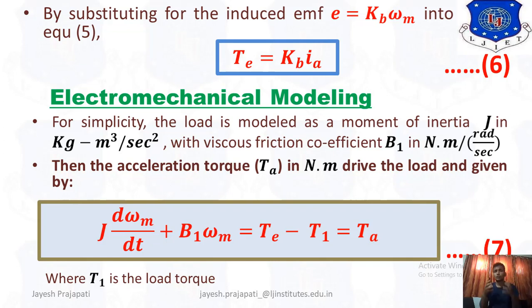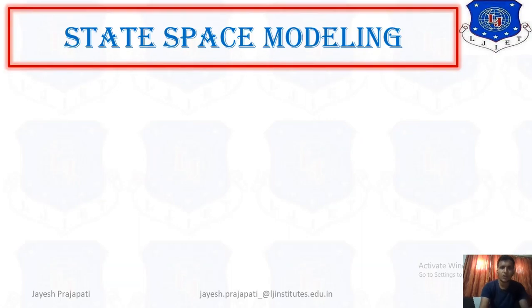Now we have to model this equation and derive some equations related to this modeling, and we have to draw the block diagram of the DC motor from this equation. So we start with state space modeling, where we use some mathematical formulas. So let us start.